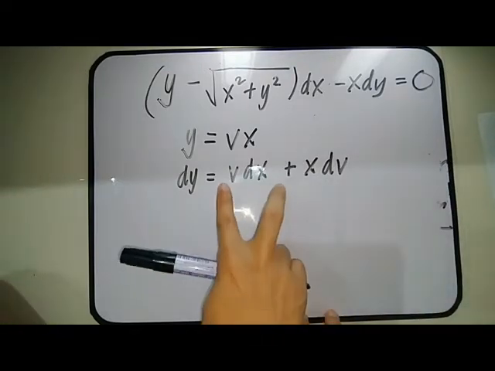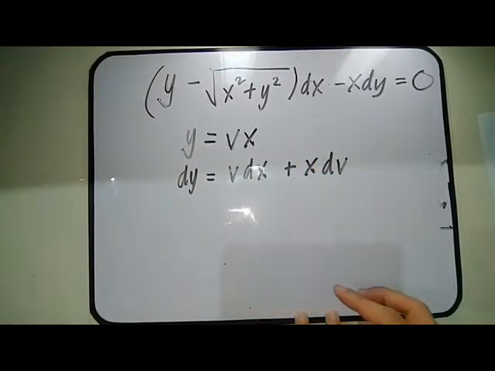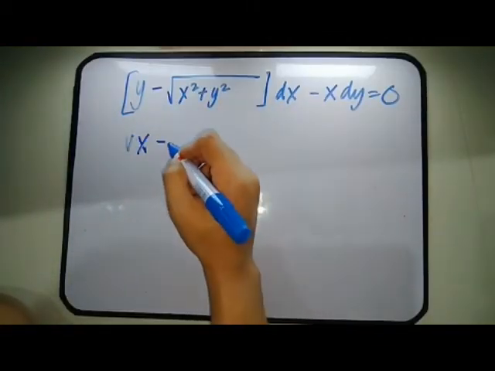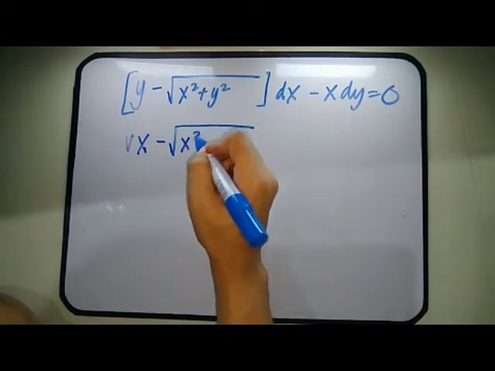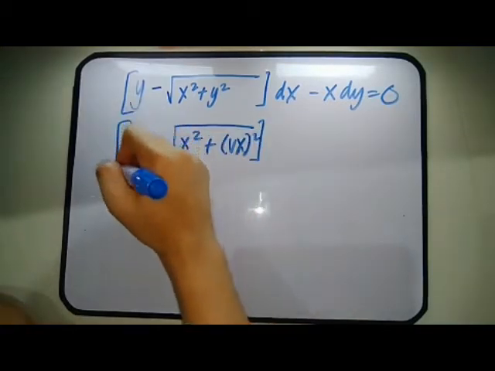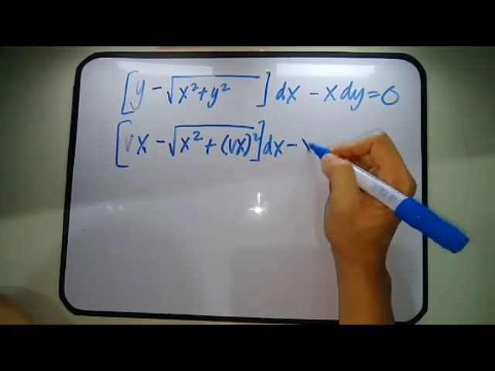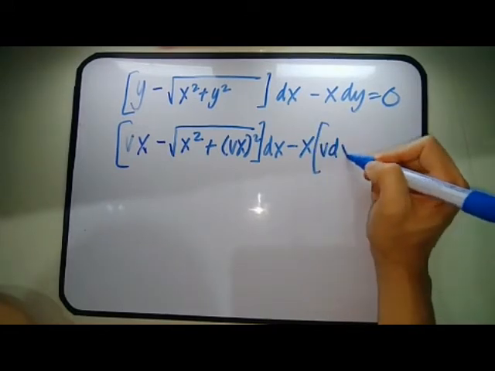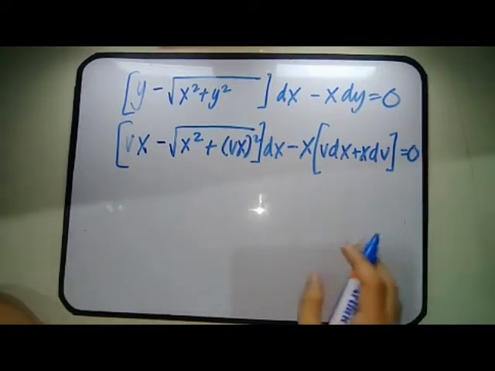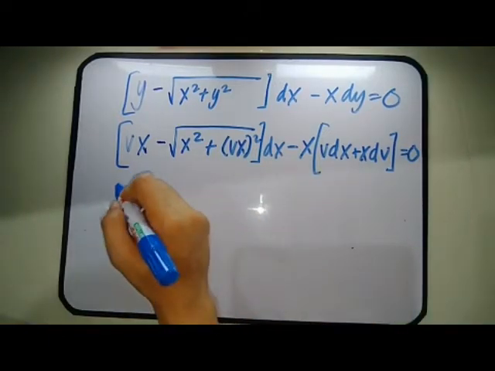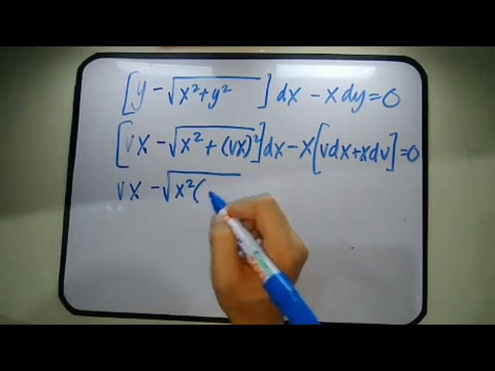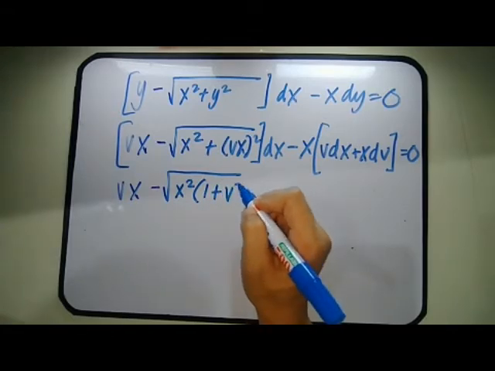Now, ito guys, is substitute natin siya here sa original problem. Guys, so y, so that is vx. So, minus, so the square root of, so x squared plus, so yung y, so vx, so squared. So, this is differential of x minus x, yung dy natin is v dx plus x dv equals 0. Now, we just simplify this. You have here vx minus, so yung x squared, factor out. So, x squared times the quantity 1 plus v squared.